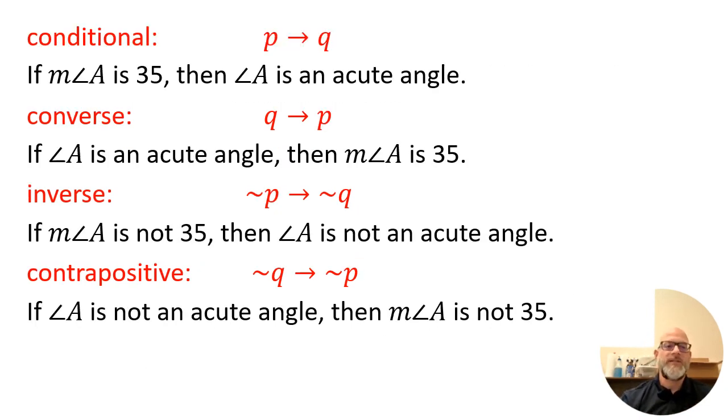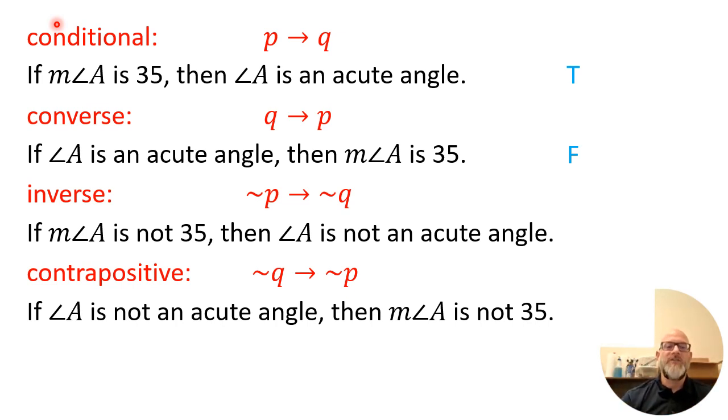All right, let's look at some examples here. If P then Q: if the measure of angle A is 35, then the measure of angle A is an acute angle. True or false? True. Let's do the converse. What do we do for the converse? We just switch P and Q. So if Q, then P. If the measure of angle A is an acute angle, then the measure of angle A is 35. Is that true or false? False. Can you give a counterexample? Sure. The angle 36 degrees.